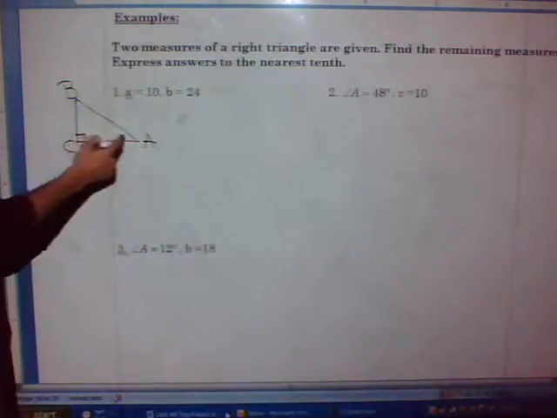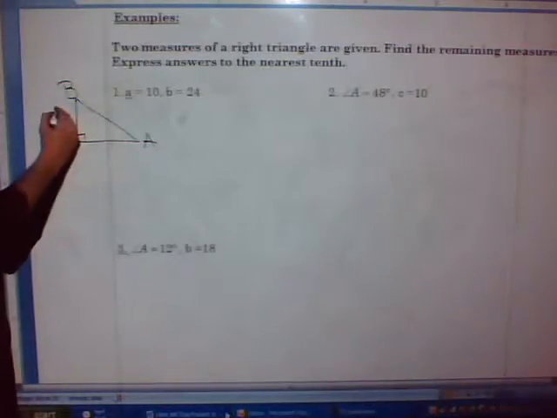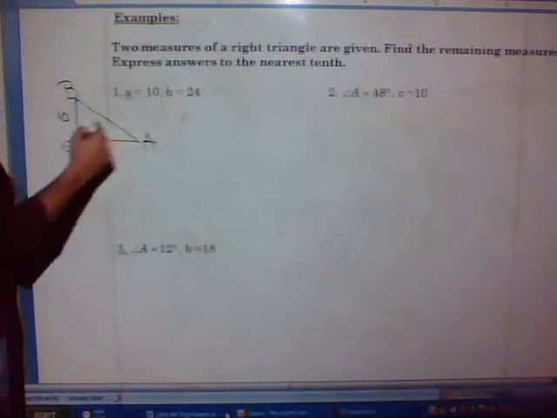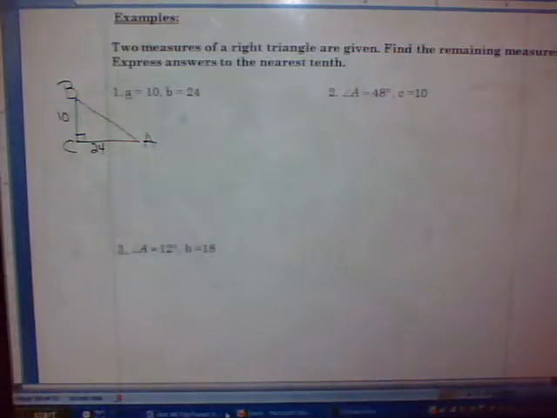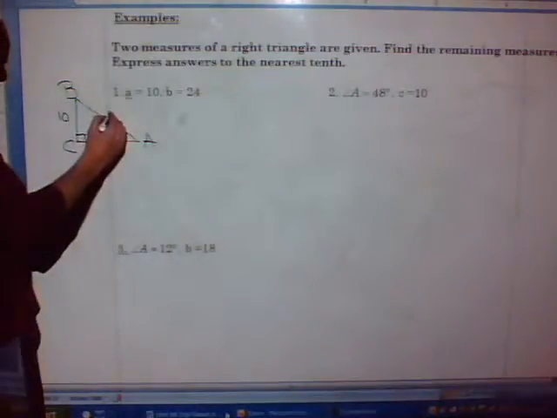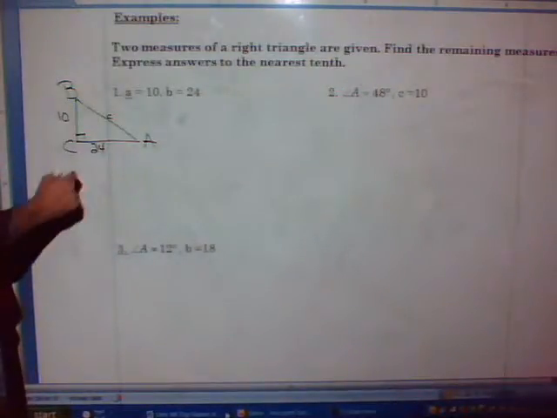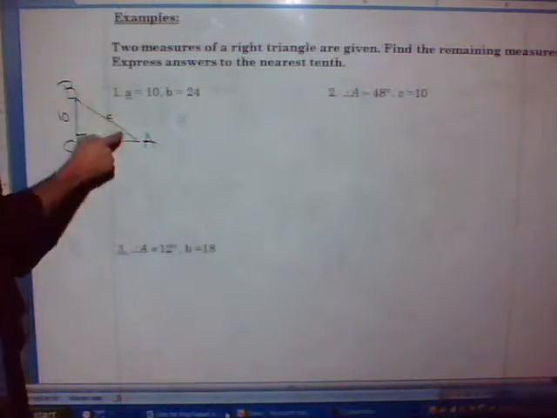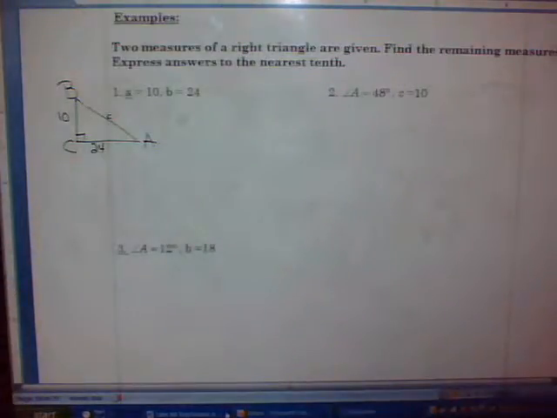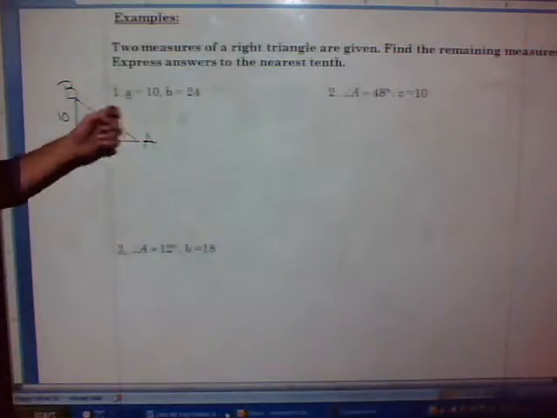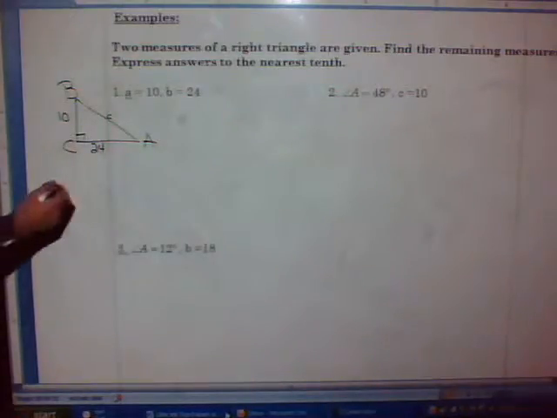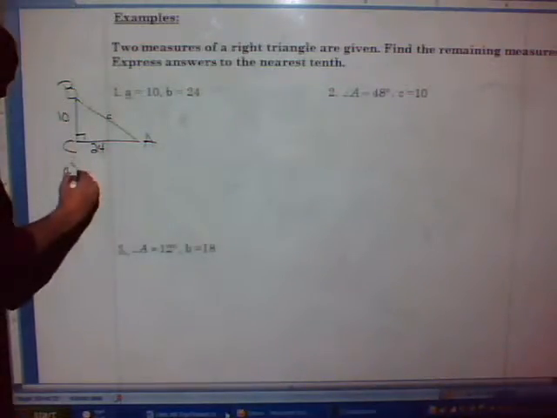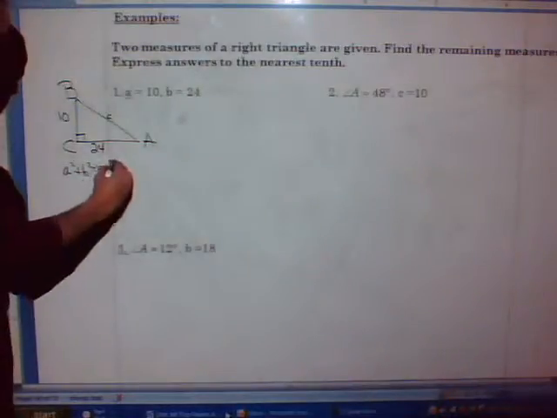So then side A will be across from angle A, so this will be 10, and side B will go across from angle B, so this will be 24. Good. And so now we want to find all the missing sides and angles. It looks like we're still missing side C, and we're missing angles A and B. Well, you have two of the three sides of a right triangle here, so you can find the third side always using the Pythagorean theorem, a squared plus b squared equals c squared.